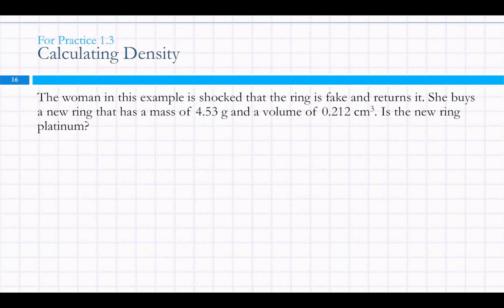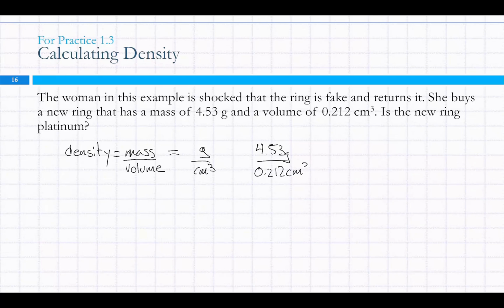All right, so is this ring platinum? People nodding yes, yeah. And so we can get that again because density is going to be mass divided by volume. And usually that's going to be grams per centimeter cubed or grams per milliliter. It's a ratio though, so it could actually be any two mass and volume units. So 4.53 grams divided by 0.212 centimeters cubed is going to be 21.3679 grams per centimeter cubed. And that's pretty close to within margin of error of the density of platinum.